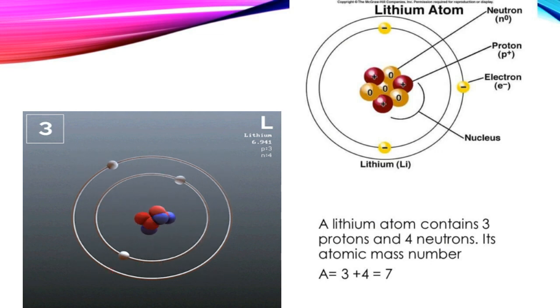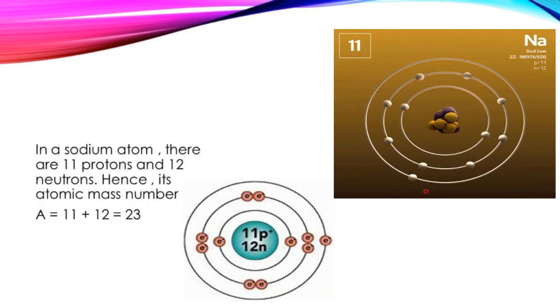For example, a lithium atom contains 3 protons and 4 neutrons in its nucleus. So its mass number A is equal to 3 plus 4, which is 7. So the mass number of lithium is 7. Next, in sodium, there are 11 protons and 12 neutrons in the nucleus. Hence, its atomic mass number is equal to 11 plus 12, which is 23. So the atomic mass number of sodium is 23.